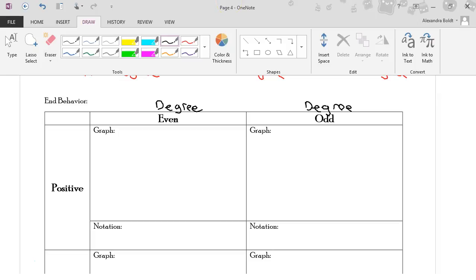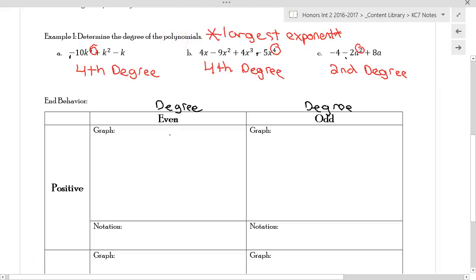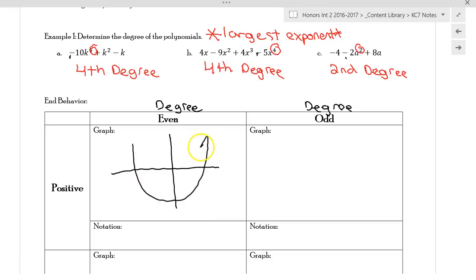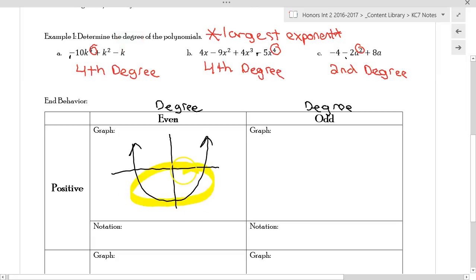If you have a positive coefficient and an even degree, your graph is going to look something like this. Okay? This part in the middle can change. It can move up and down all around. It's the ends that are always going to look like this. They're always both going to be going up if it's even and positive.